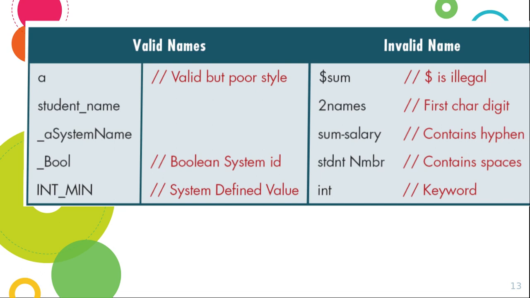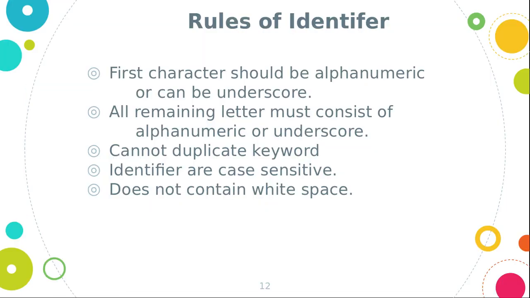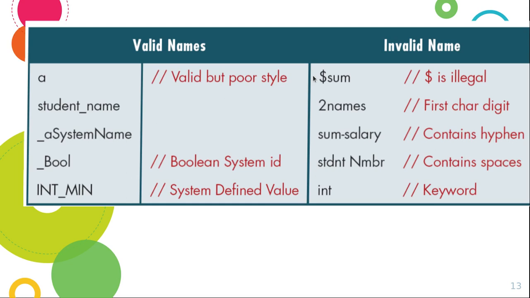But if you look at dollar sum, it violates the first point: the first character should be alphabetic or can be an underscore. Here dollar sum is an illegal name because it starts with a special character, the dollar. In C language we have only one special character allowed, known as underscore. Student name is a valid name because it follows all the criteria, and in 2name the first character is a digit. Similarly, you can look at the others and understand by yourself whether they are valid or invalid names.